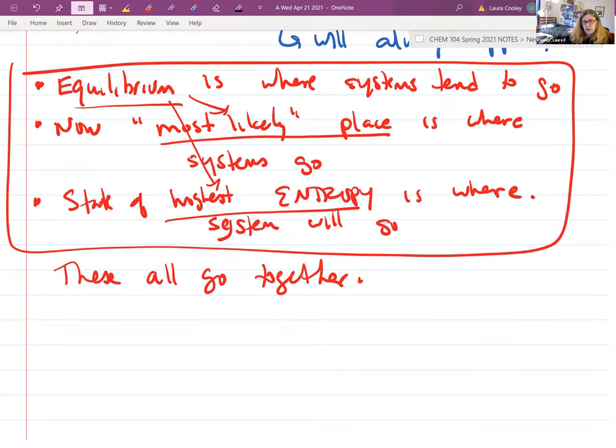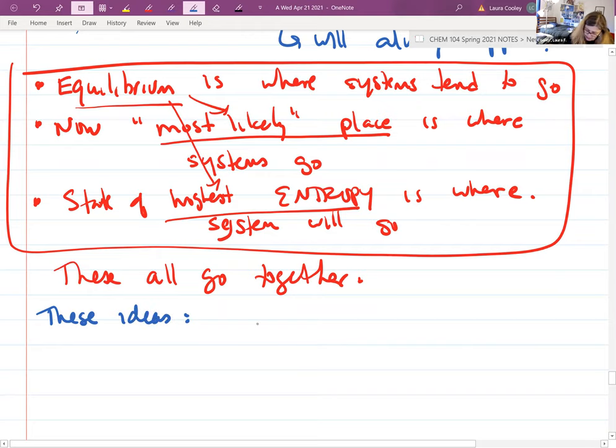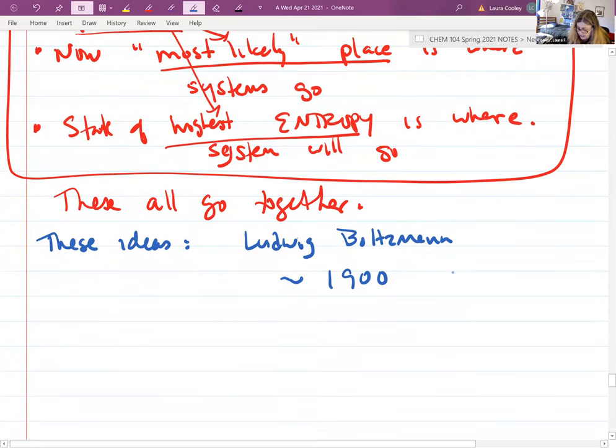And let me tell you that if you're a little confused, you have very good company, because these ideas came about by a guy named Boltzmann, who lived around the turn of the century, I guess this was probably in the 1890s or so that he did this work. And he came up with these ideas that thermodynamics is based on probability, that equilibrium is the most likely place to go. And let me tell you that these ideas were not accepted by the scientific community.